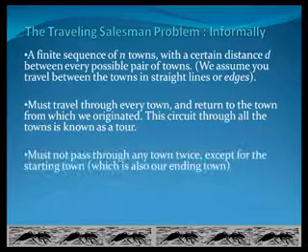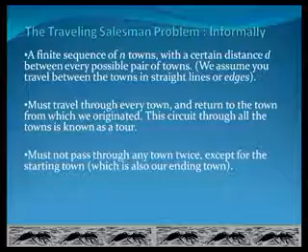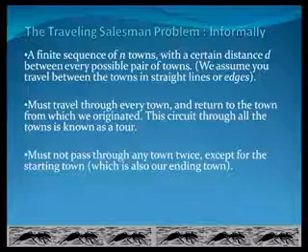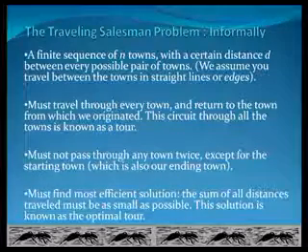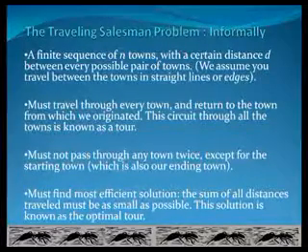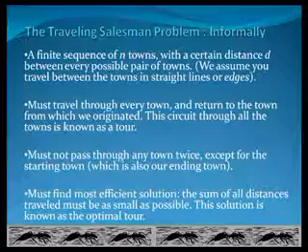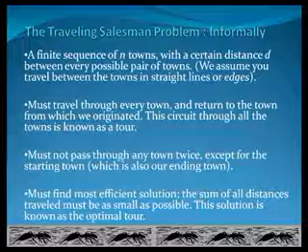You must not pass through any town twice except for the starting town, because it is also our ending town. You must find the most efficient solution. The sum of all distances traveled must be as small as possible. This solution is known as the optimal tour.